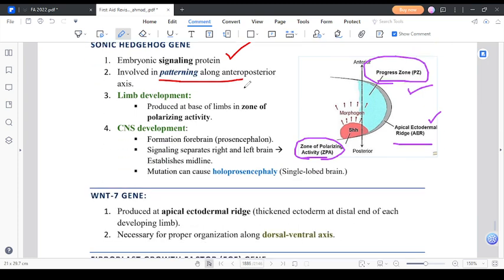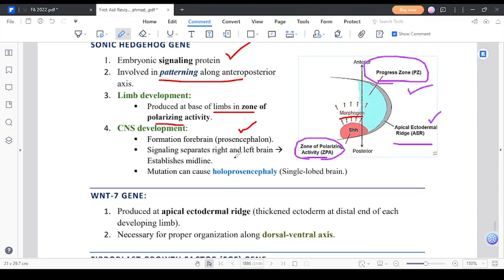The sonic hedgehog is going to play its important role in limb development, produced at the base of the limb in the zone of polarizing activity, as you can see in this picture. This is the ZPA, and sonic hedgehog is the protein produced over there. It is a morphogen. And for CNS development, in formation of the forebrain, that is the prosencephalon, signaling separates the right and left brain.